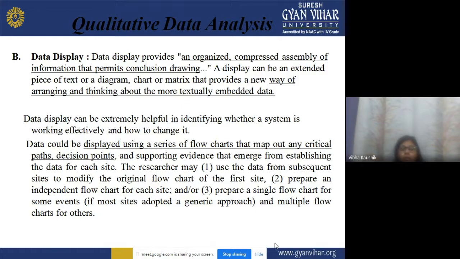Data could be displayed using a series of flowcharts, means you can use a number of flowcharts to display your data that map out any critical part, decision points, and supporting evidence that emerge from establishing the data from each site. The researcher may use the data from subsequent sites to modify the original flowchart of the first site, prepare an independent flowchart for each site, and prepare a single flowchart for some events if some sites adopted a generic approach, and multiple flowcharts for others. Now it's upon the researcher how he wants to show or display his data.